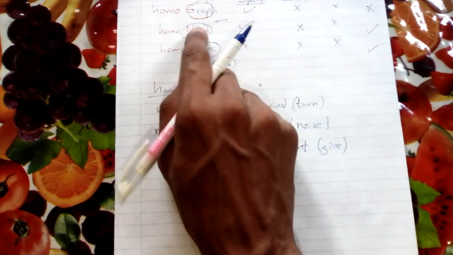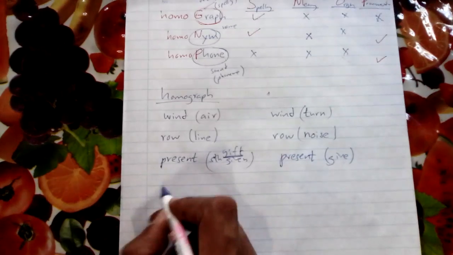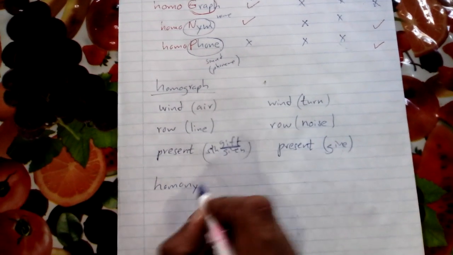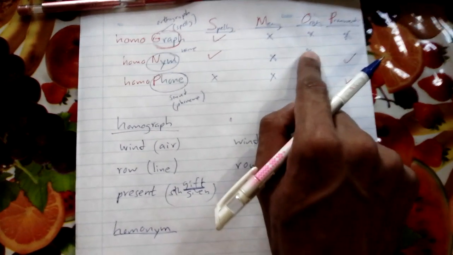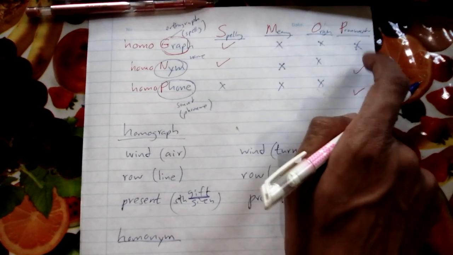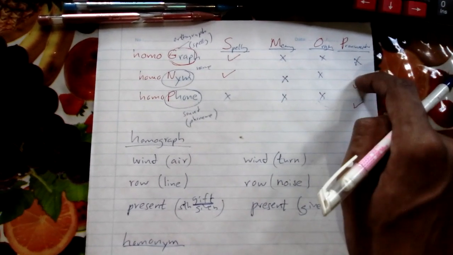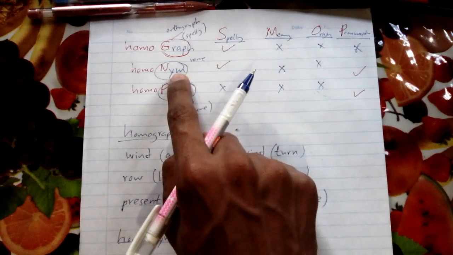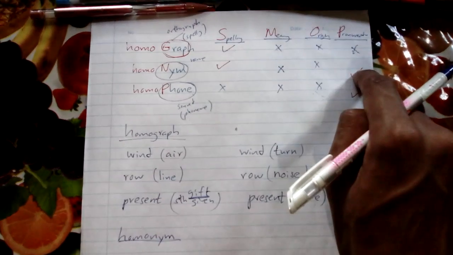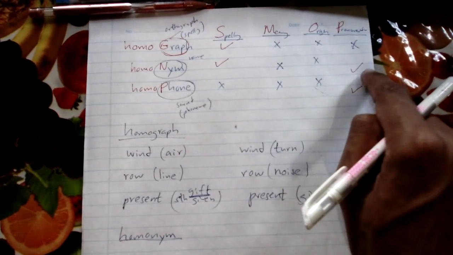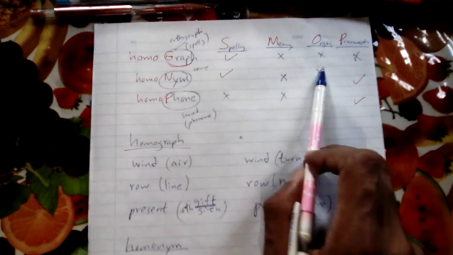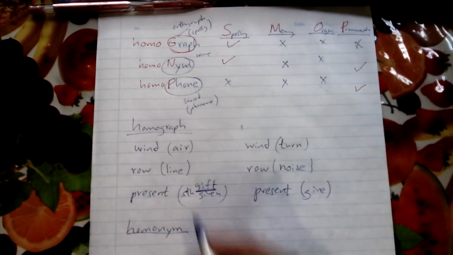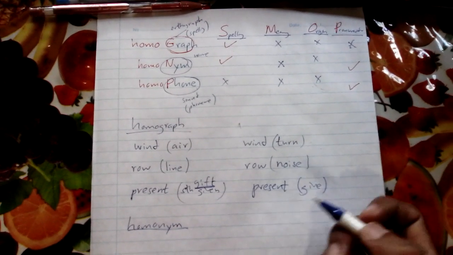And I will come to our topic number two, that is homonym. Not much of a topic, isn't it? Homonym is a word that is spelled the same but with differences in meaning and origin, but with similarities in pronunciation. In other words, homonym is a word that is spelt and sounded the same but with differences in meaning and origin. Now you know how important this SMOP analysis chart is. Okay, I will give you three examples as before.